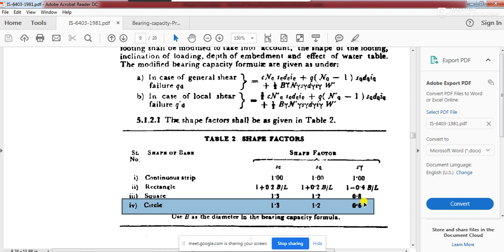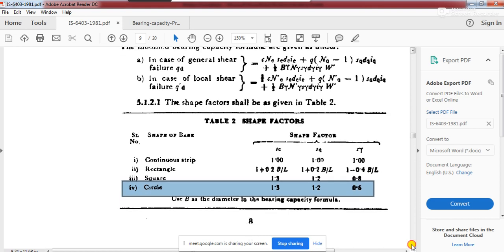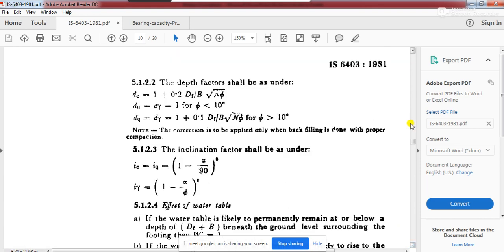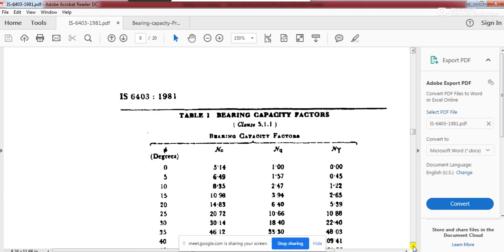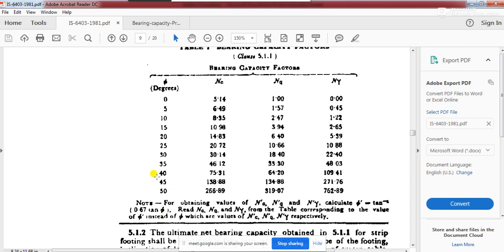There is another trick you will have to apply, which I explained yesterday: interpolation. The angle of internal friction I gave in the problem is 42 degrees, so it falls between 40 and 45. You will have to interpolate between 40 and 45 to find the values of Nc, Nq, and N gamma at 42 degrees, and then put them into the equation.